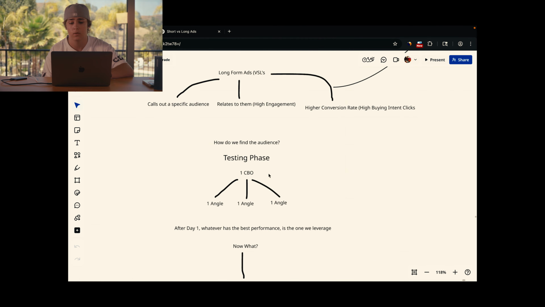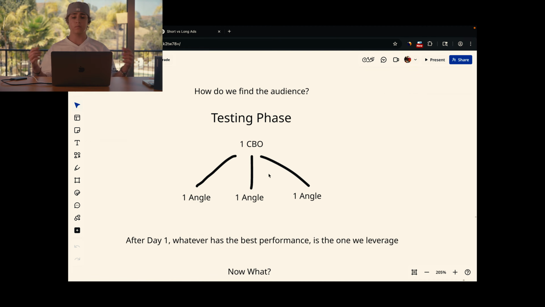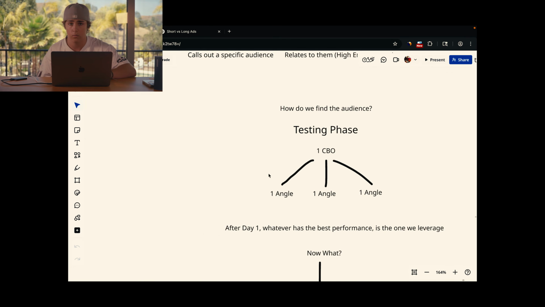This leads us into the testing phase. How do we find the audience? So testing phase. We have one CBO. I love running one CBOs. That's all I do. I've talked about audience overlap before, but we're going to run one CBO. Day one, we pick 3 angles. Usually we actually use ripped ads for this, but we make sure that each angle has specific headlines. So let me show you guys exactly what I mean.